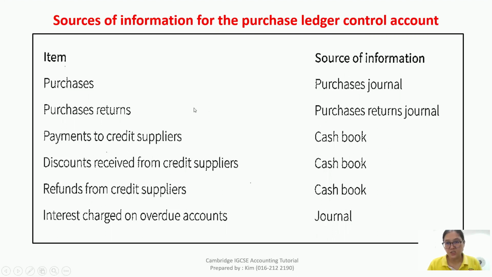Whereas for the purchases ledger control account, the source documents are: purchases from the purchases journal, purchases returns from the purchases return journal, payment to the credit supplier from the cash book, discount received from the credit supplier from the cash book, refund from the credit supplier from the cash book, and interest charged on the overdue account from the journal.